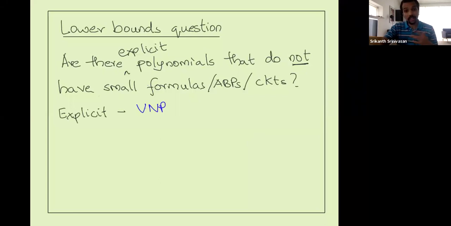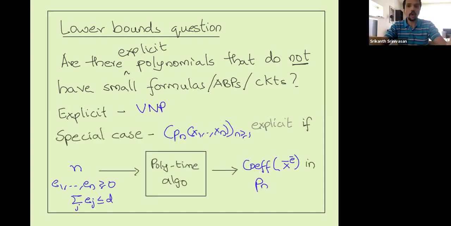So what does VNP mean? I'll give you two definitions for this. One is an operational definition that you can use often, but it's not actually an equivalent definition. And then I'll give you the equivalent, formal definition, because that's useful in certain situations. So here's an operational definition. What is an explicit polynomial? If I give you a polynomial, what does it mean for it to be explicit?